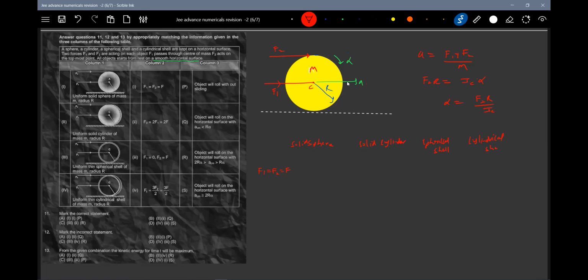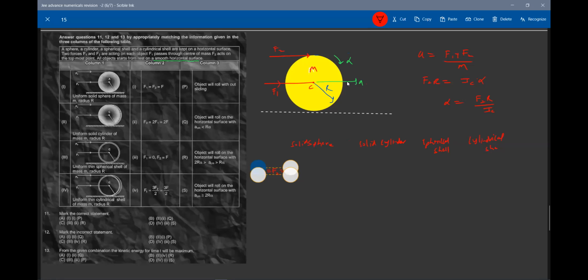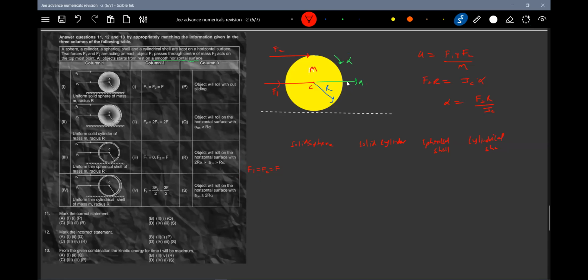Let's say if I know alpha, then immediately I'll get the acceleration. There's no problem. So here you can make a tabular column. Okay, there's a force F1 equal to F2, a tabular column for acceleration, and this is for alpha. A and alpha.